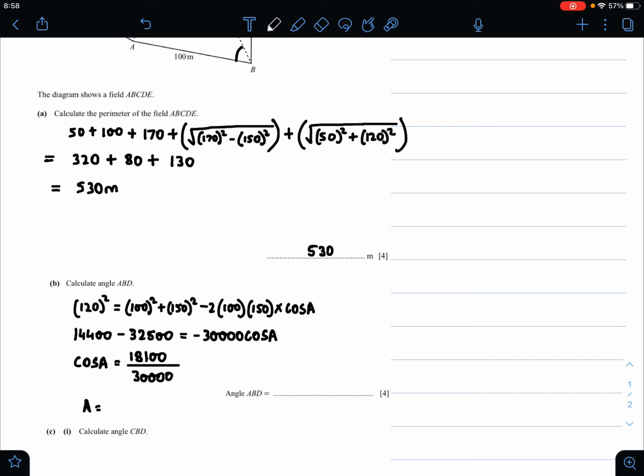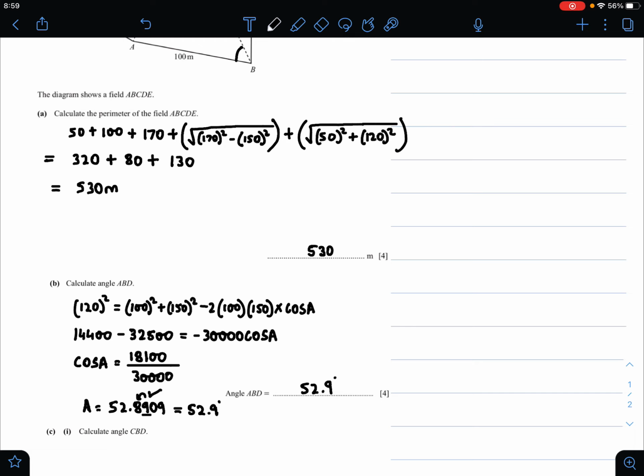So cos inverse of 18,100 divided by 30,000 is equal to 52.89, and therefore A is equal to 52.9 degrees, and this will be your final answer for part B, because the fourth significant figure, which is 9 in this case, is greater than or equal to 5, so it will round off the 8 to the next number. Therefore 52.9 is your final answer for part B of this question.